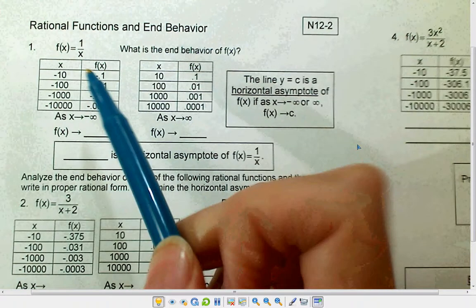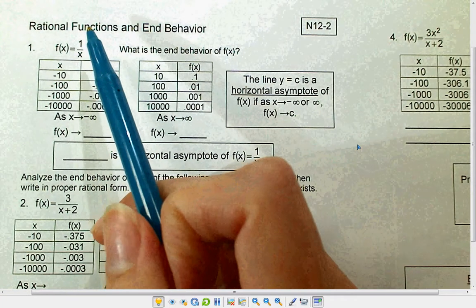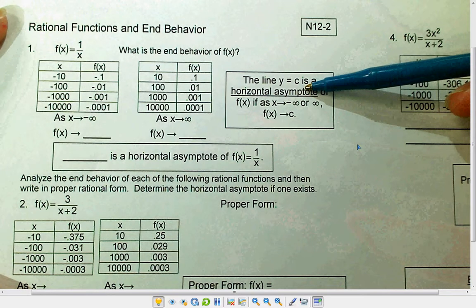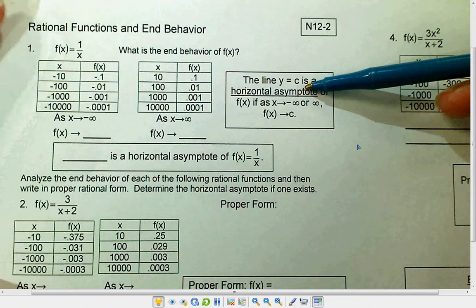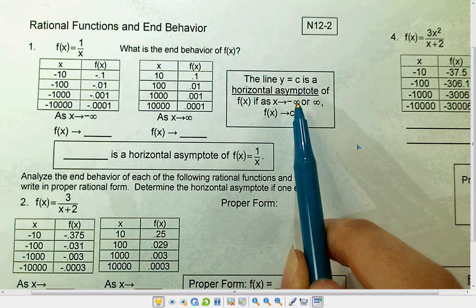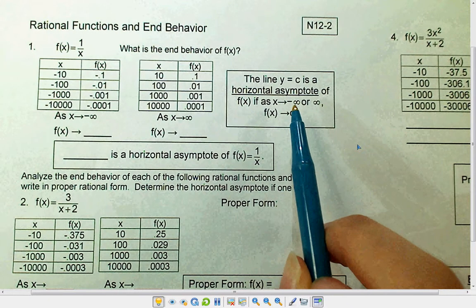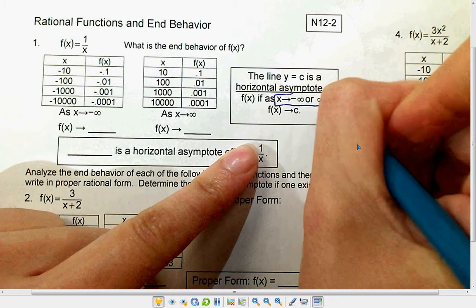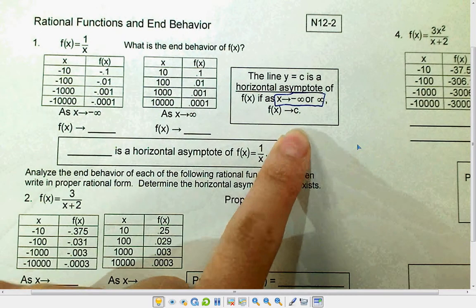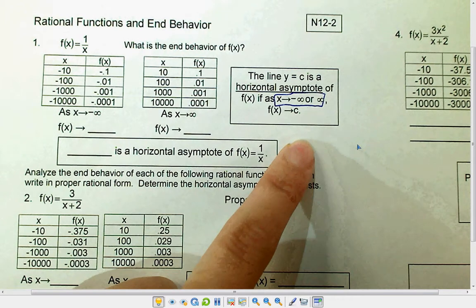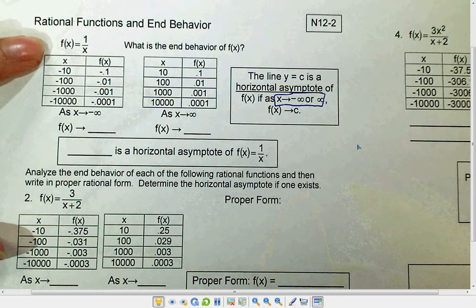Today we're going to be moving on with our rational functions unit and learning about horizontal asymptotes. Similar to our vertical asymptotes, we're looking at when something goes to infinity or negative infinity. Yesterday we were looking at what happens when f of x goes to infinity or negative infinity. With a horizontal asymptote, now your x is what's going to infinity or negative infinity, and you're looking for what number y approaches.